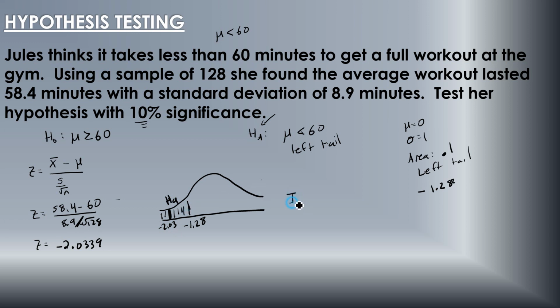So what do I say? I say HA is inside, and therefore the evidence is supporting HA. And I should have identified this, HA also happens to be our claim. So we're going to say that the evidence supports the claim.